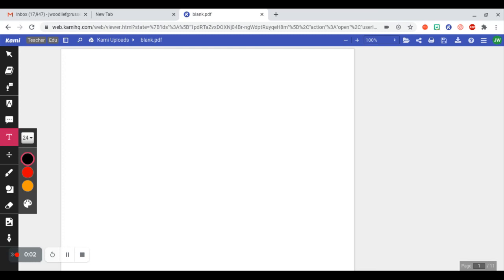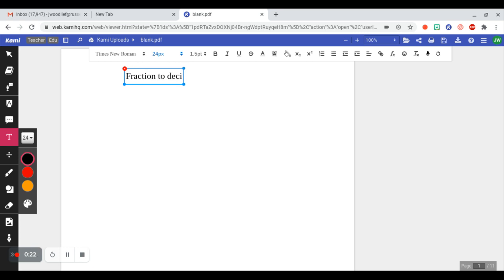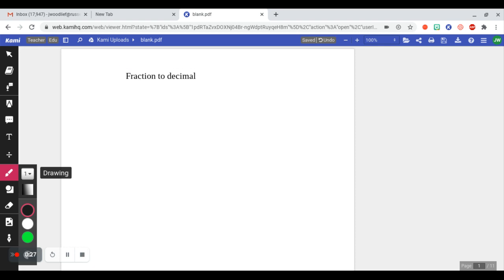All right, so today we're going to talk about how to change numbers back and forth from fractions, decimals, and percents. So we kind of need to go through a few of those first. Okay, so first, if we're going to change from a fraction to a decimal, what we're going to do is actually divide.